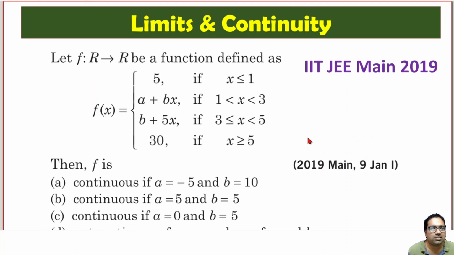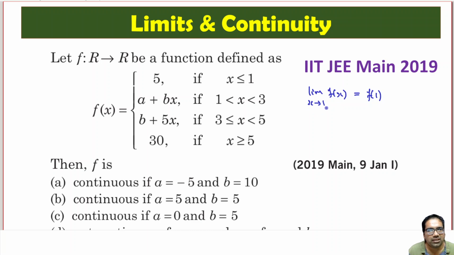Okay, so when a function is continuous, what does that mean? For it to be continuous at 1, the limit of f of x at 1 should be equal to f of 1. That means the left hand limit and right hand limit should be equal, and at the same time that limit should be equal to the value of f of 1. What is f of 1 here? F of 1 is actually 5.